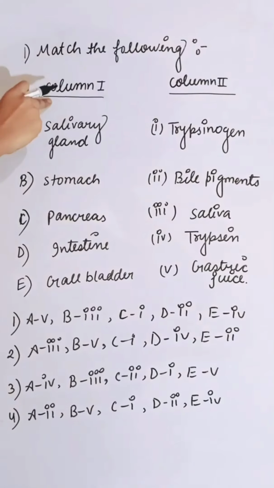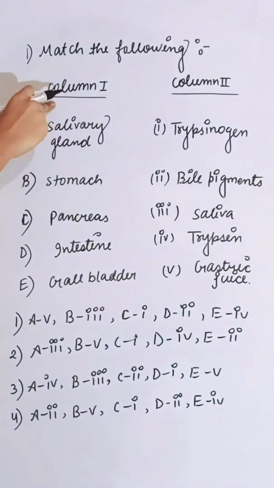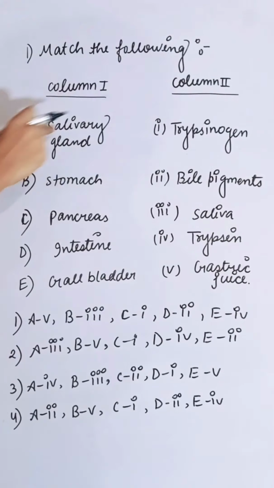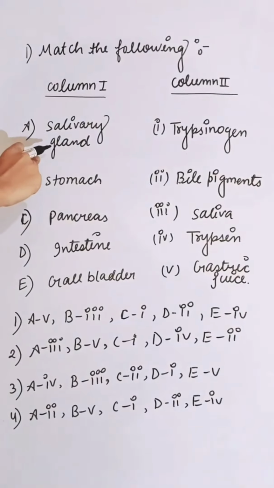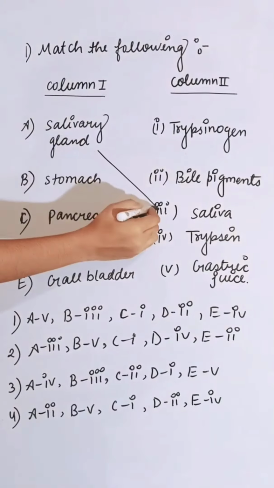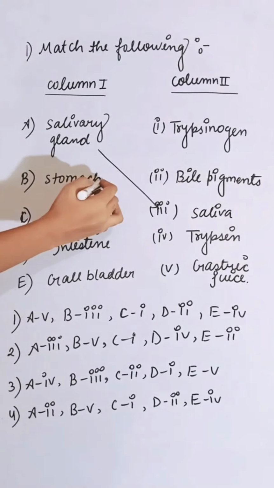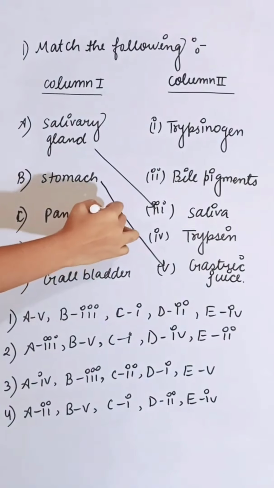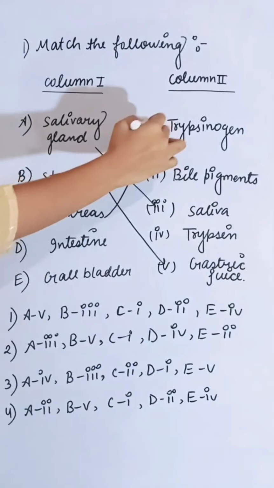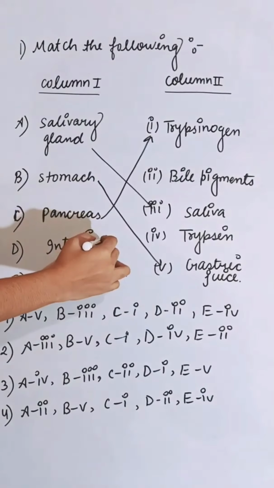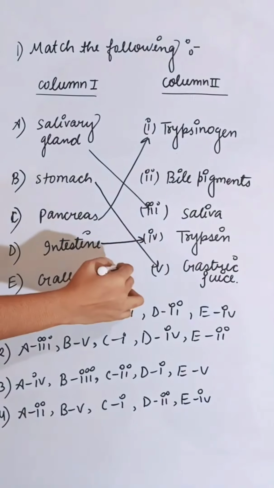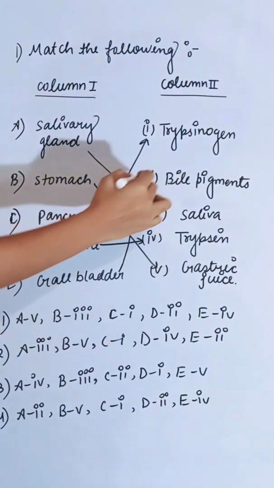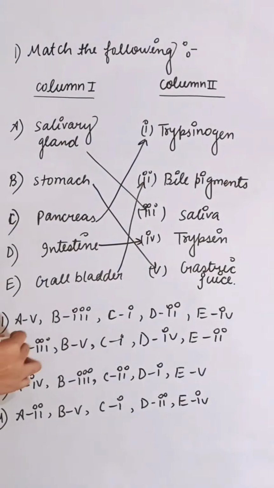As the following, column 1 and column 2. We have to match column 1 with column 2. Salivary gland secretes the saliva, and stomach secretes the gastric juice. Pancreas secretes the trypsinogen, and intestine secretes the trypsin. Gallbladder secretes the bile pigment. So the correct answer is second.